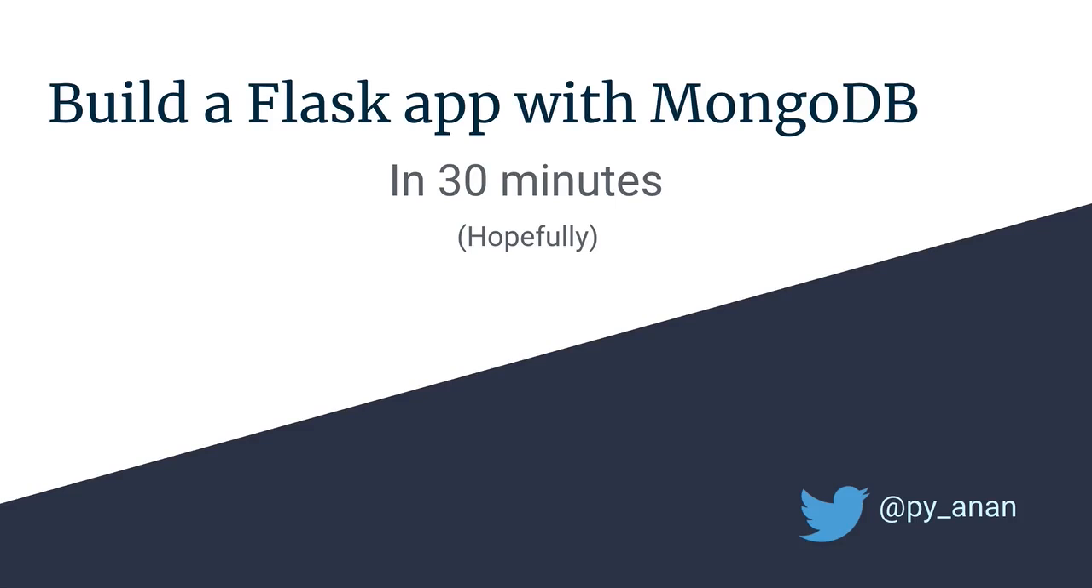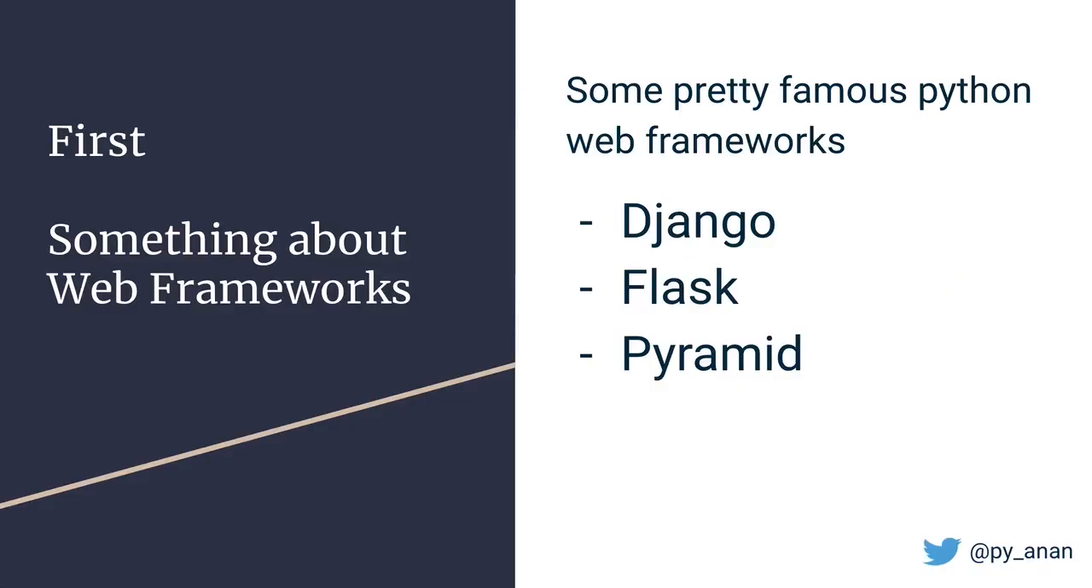So let's begin. Let's talk a little bit about web frameworks. There are some pretty famous web frameworks that you all know about. You have heard about Django, Flask, or Pyramid. Well, Django is sort of a fully featured high-level framework for building web apps. It focuses on automating as much as possible. And a lot of large-scale sites run on it, and you might not believe it, but Instagram is one of them.